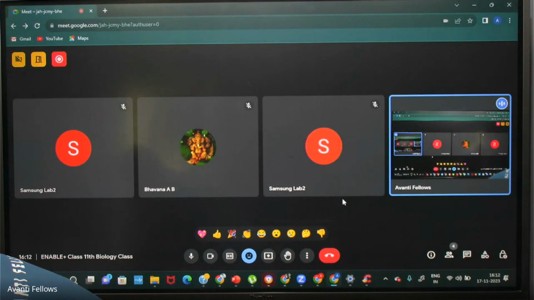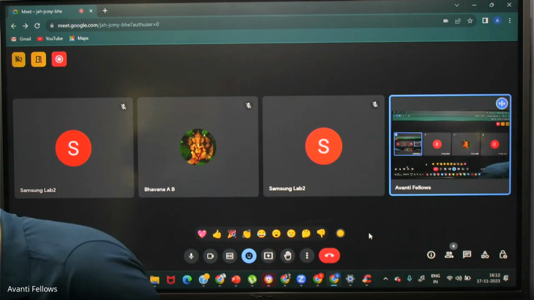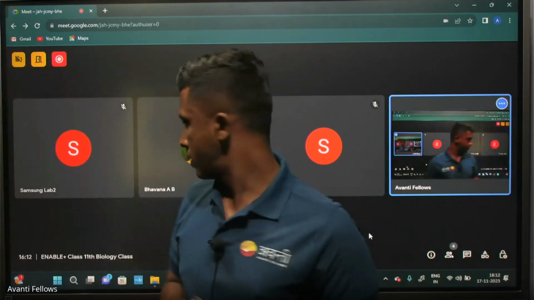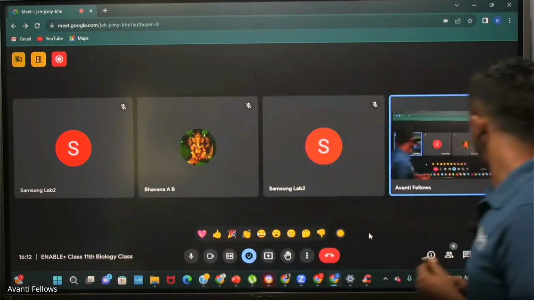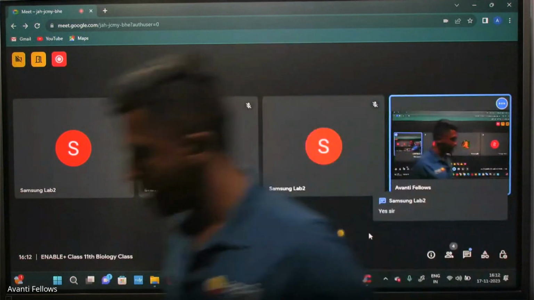Okay, students, are you able to follow? Is it okay? Can you see the board properly? Are the letters visible? Let me know. Yes, perfect. So we can continue, right?